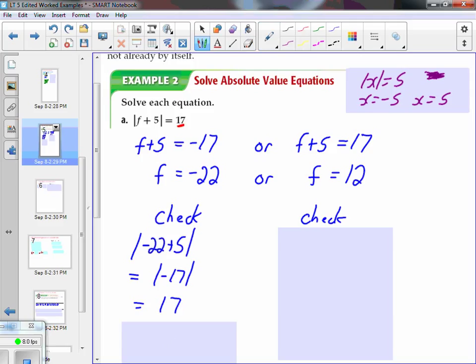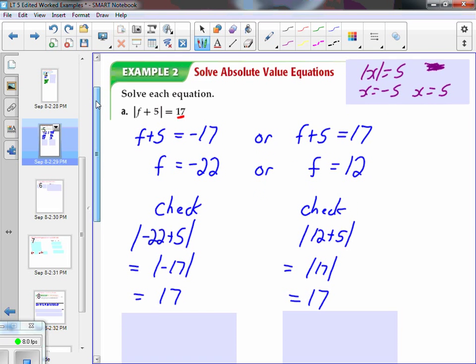And then check the 12. Make it the absolute value of 12 plus 5. That's the absolute value of 17, which of course is 17, which is what we were supposed to get. I don't even encourage you to check every one of them. It gets too monotonous. Because after a little while you figure you got it right, so you might write the check down, but you don't really think about it. Well, then that's not doing you any good if you don't think about it. Okay?